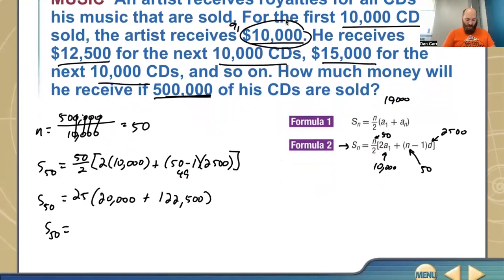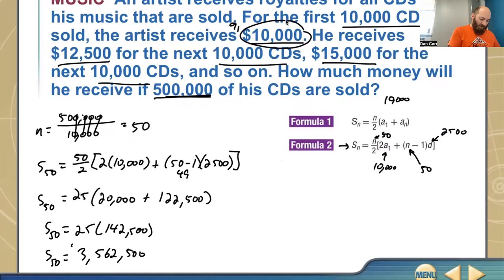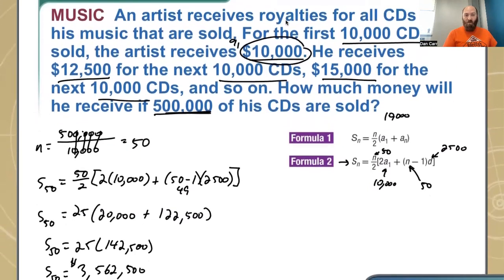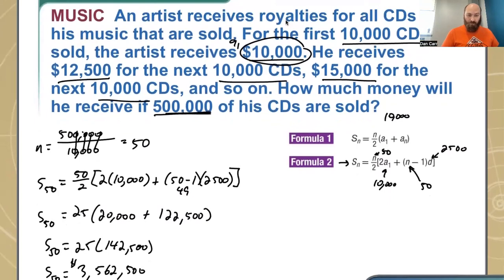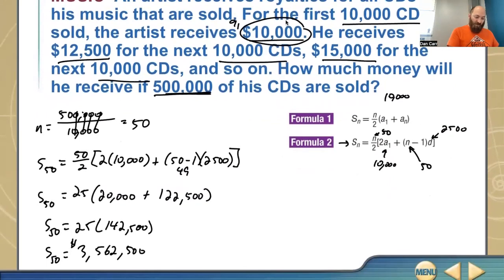Okay, so I'll add that with the 20,000. We have 25 times 142,500. So we multiply that by 25 and I get $3,562,500. So this will be the total amount of money that the person received by selling 500,000 CDs. Okay. So again, this was receiving it in chunks of 10,000, then 12,500, and so on and so on.